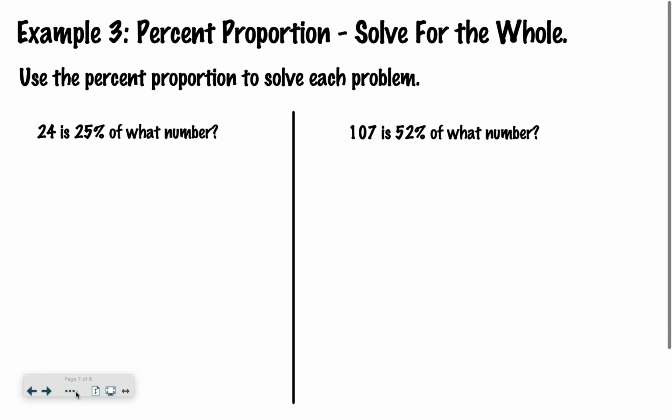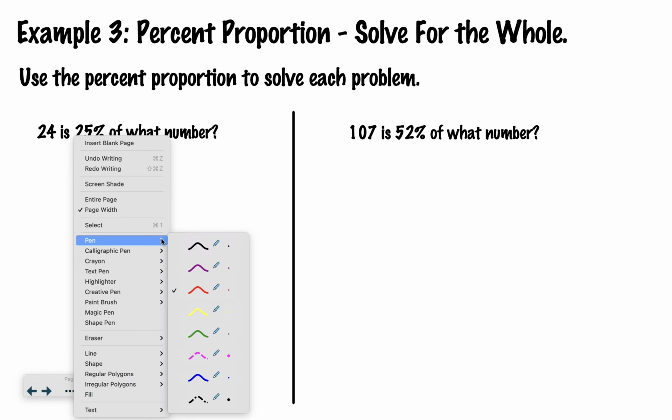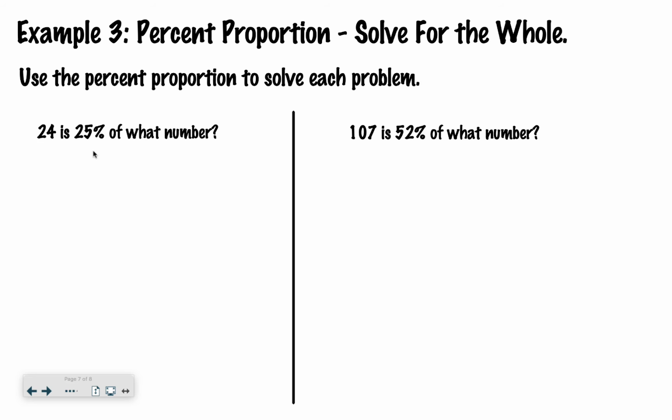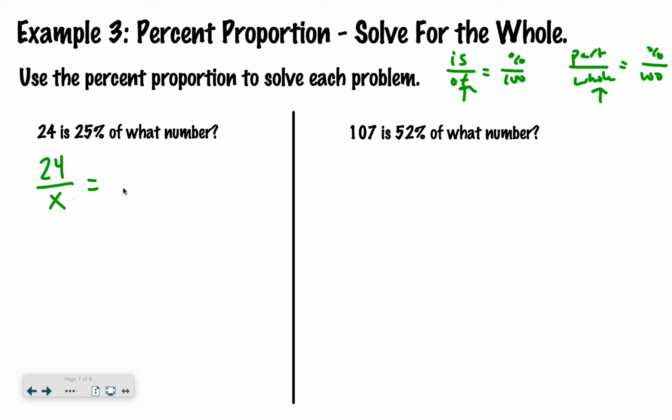All right, now let's practice solving for the whole. So 24 is 25% of what number? So again, is over of equals percent over 100, or part over whole equals percent over 100. So we're solving for this bottom part here. So I'm going to say 24 over x equals 25 over 100.